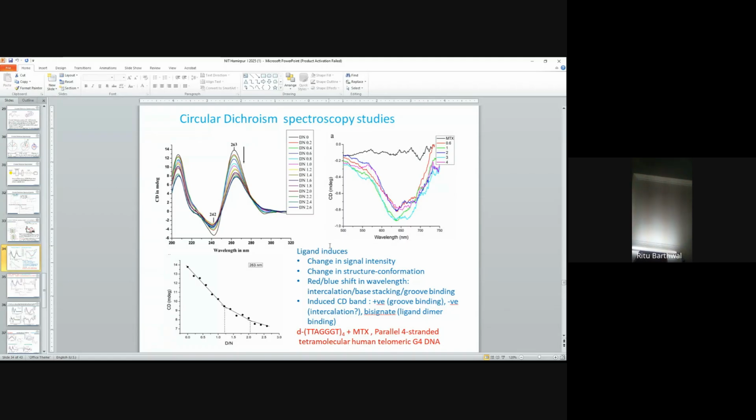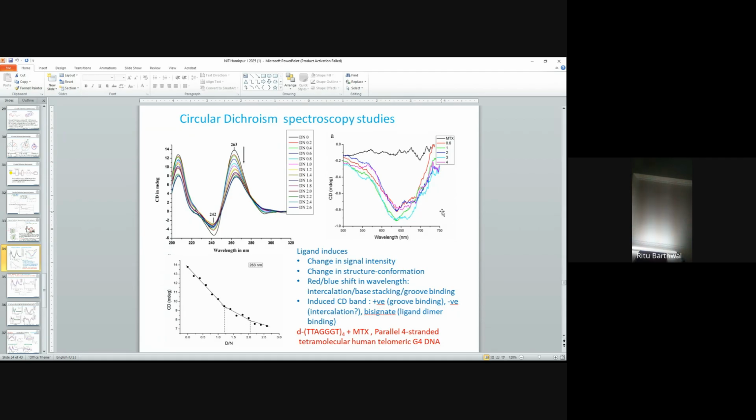This is a case which I am telling you. This is mitoxantrone binding to human telomeric DNA, and we got a negative band. But actually, we did not have intercalation. We had slight base stacking, which means my ligand was stacking a little bit with the G bases. Black shows the DNA spectra when no drug was added. The moment we add mitoxantrone, our ligand, and went on adding, it gave a negative peak.